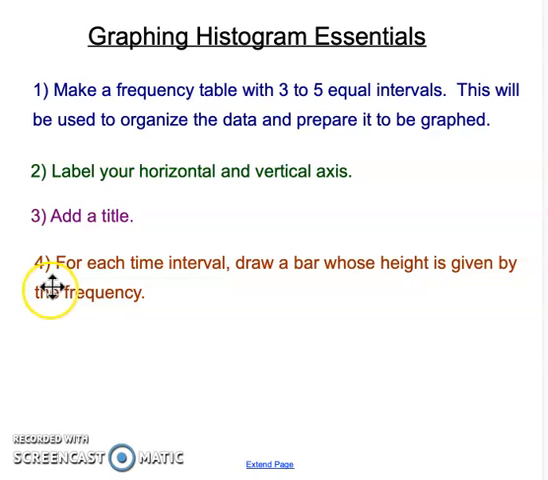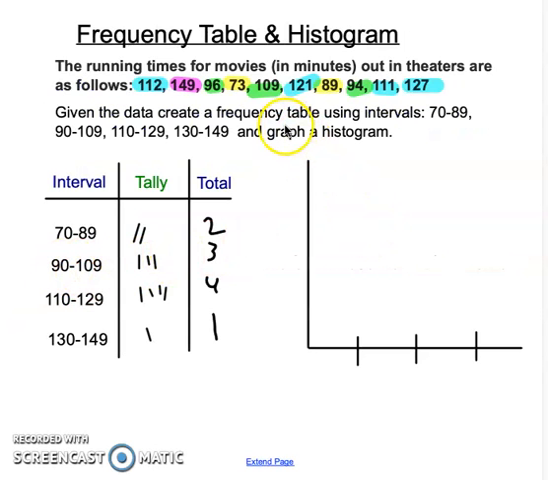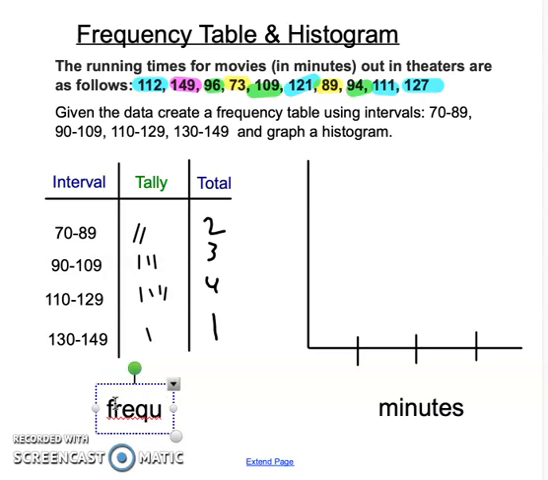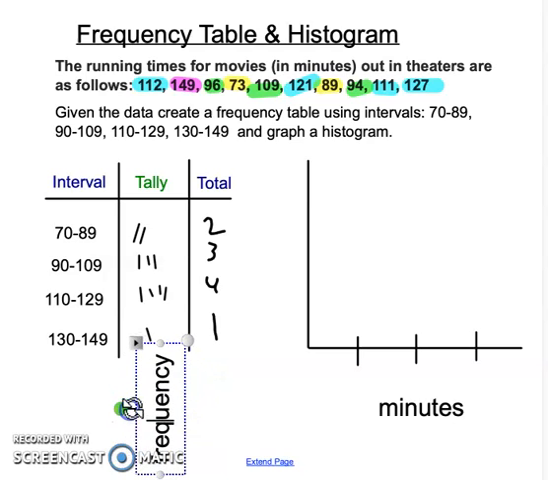Okay. Looking back at our list, it says the second thing to do is to label our horizontal and vertical axis. Okay, so let's do that. So this is a running time of movie lengths, and it's measured in minutes. So I'm going to label my x-axis minutes, okay, because this is where my intervals are going to be. And the intervals are measuring how many minutes long the movie is. Okay, the y-axis is always going to be, on every histogram, frequency. Okay, because a histogram is a bar graph of frequencies. Okay, so that is what we would put there.